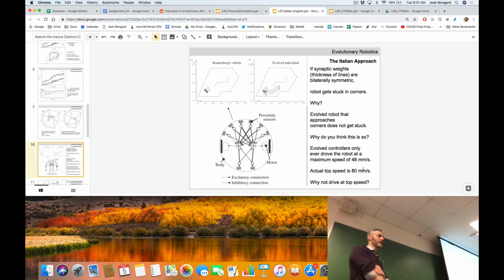If we were to stretch the map in one direction and have like a super long straightaway, do you think it would reach the top speed of 80? Maybe, possibly.